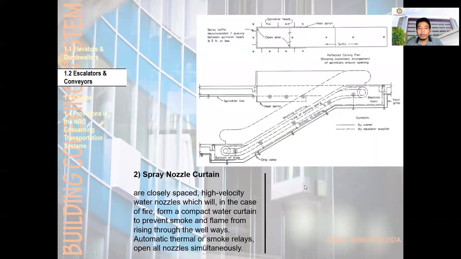Next, we have the spray nozzle curtain. Mostly you have the sprinkler. So closely spaced high velocity water nozzles will, in case of fire, form a compact water curtain to prevent smoke and flames from rising through the wellways. Automatic thermal or smoke relays open all nozzles simultaneously. We have the sprinkler system or the spray nozzle curtain.